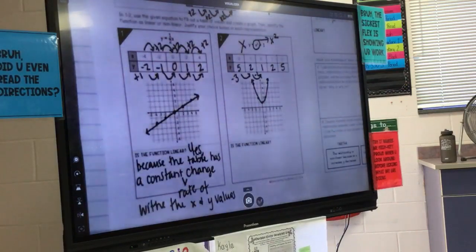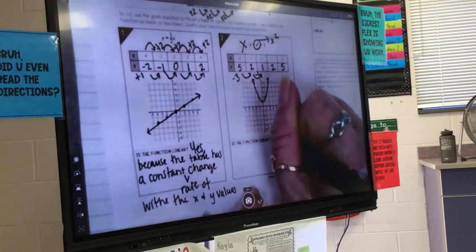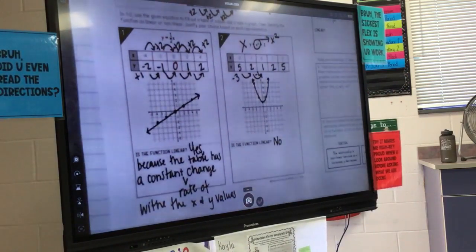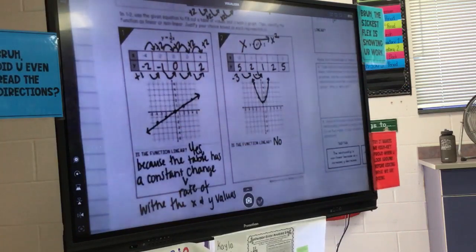So you need to write no, and pick any reason that we just proved. Because the equation is to the second power, because it's not a constant rate of change, or because our graph is not straight. I don't care what you pick, but you need to write something. Stand up when you're done.